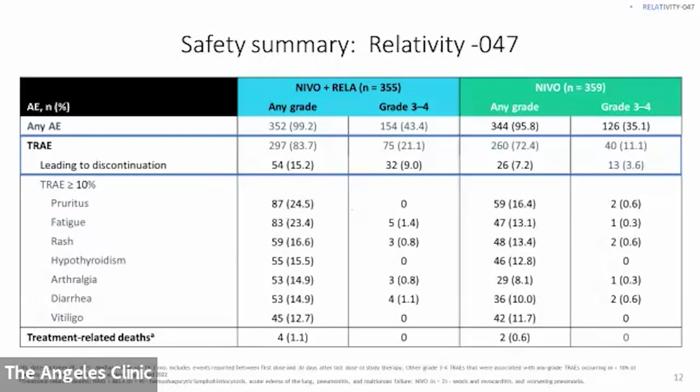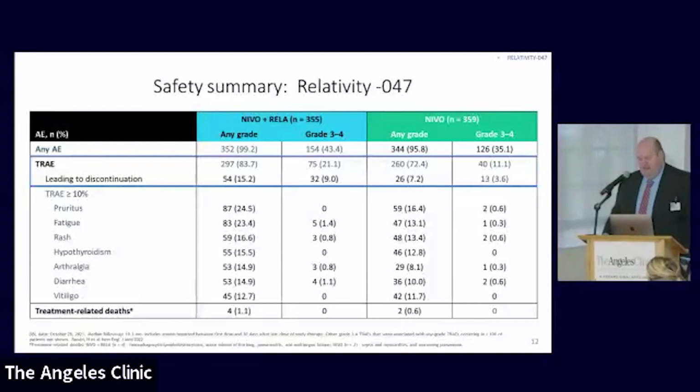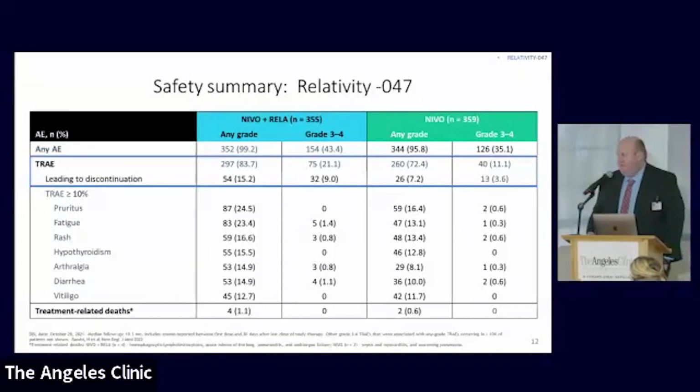We also saw that the side effect profile showed that the nivo and relatlimab arm was not nearly as different in toxicity as compared to nivolumab alone, as we saw with the nivo and ipi. And so serious side effects occurred in about 20% of the combination arm, only 11% of the single agent arm.